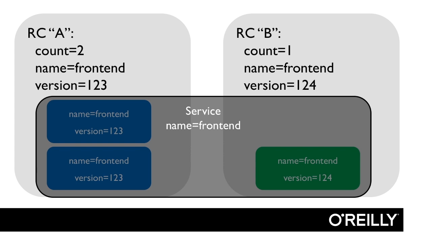If any container running in this cluster does a DNS lookup for the name frontend, it'll get the IP address of the service, and when it tries to connect to that, the traffic will be passed to one of these 3 pods.